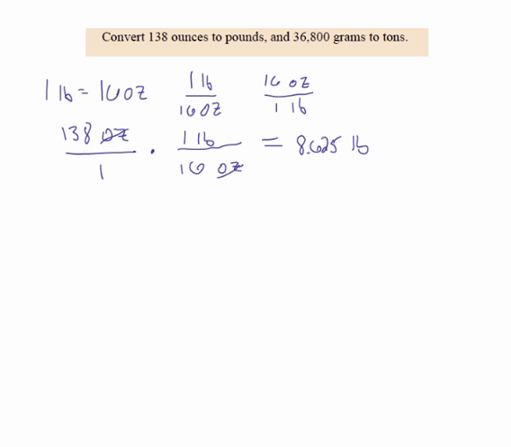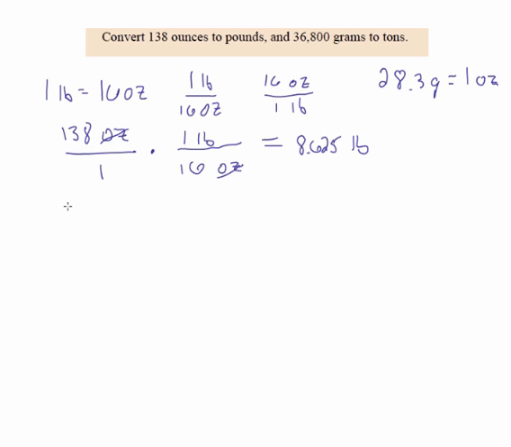In the second part of this question, we're asked to convert 36,800 grams to tons. Now I can't do this directly in one step like I did the first part because I don't have an equivalence between grams and tons. In fact, if you look over the table of equivalences within the lesson, the only thing we really know about grams is that 28.3 grams corresponds to 1 ounce. So I'll write that equivalence up here because I know I'm going to need it in a little bit. 28.3 grams equals 1 ounce.